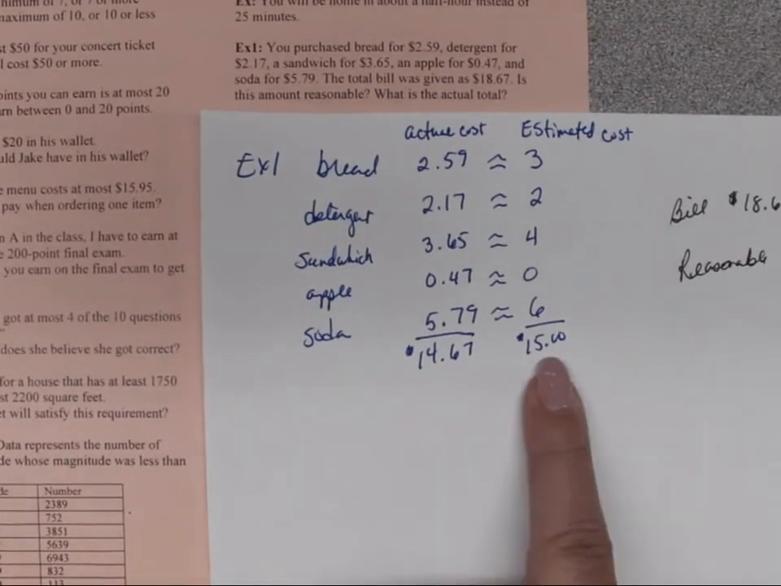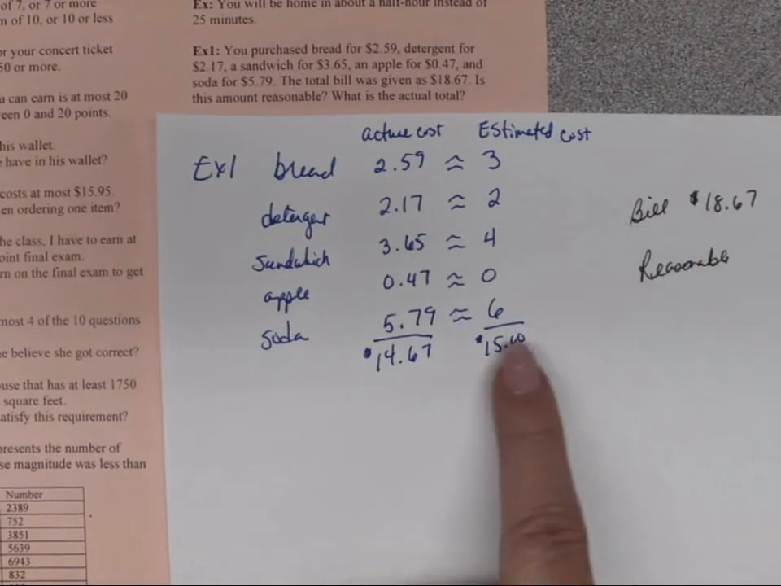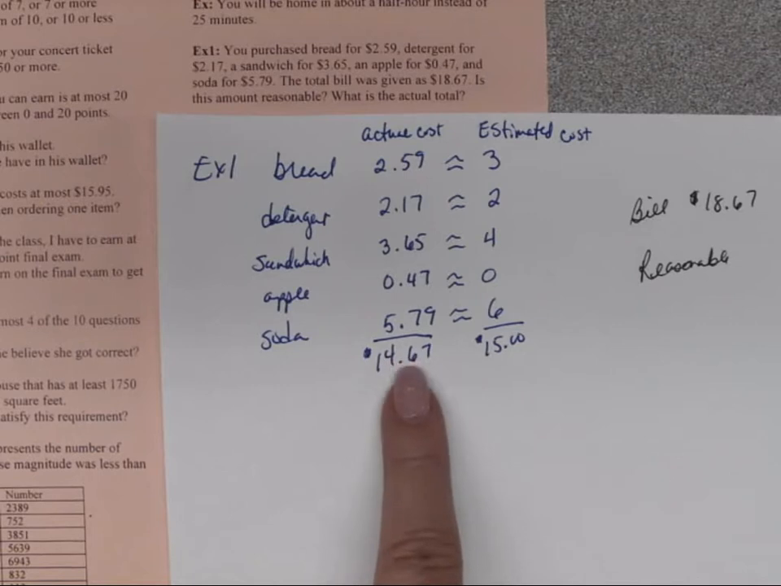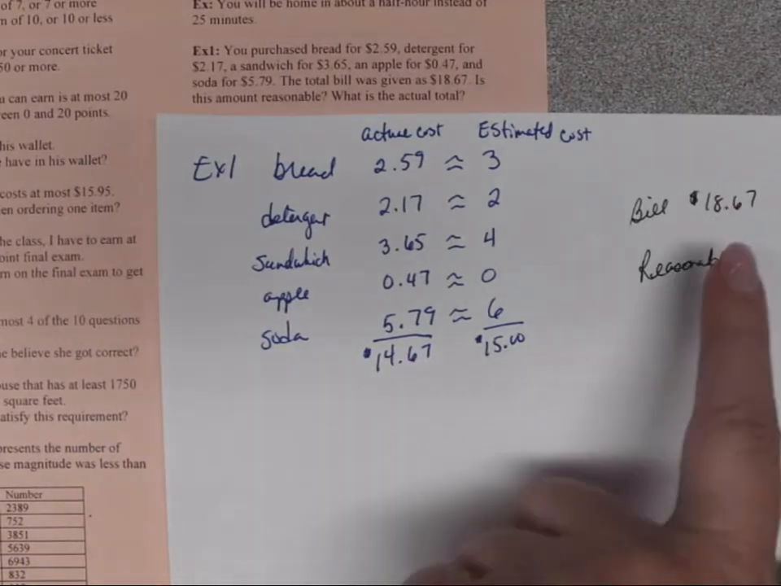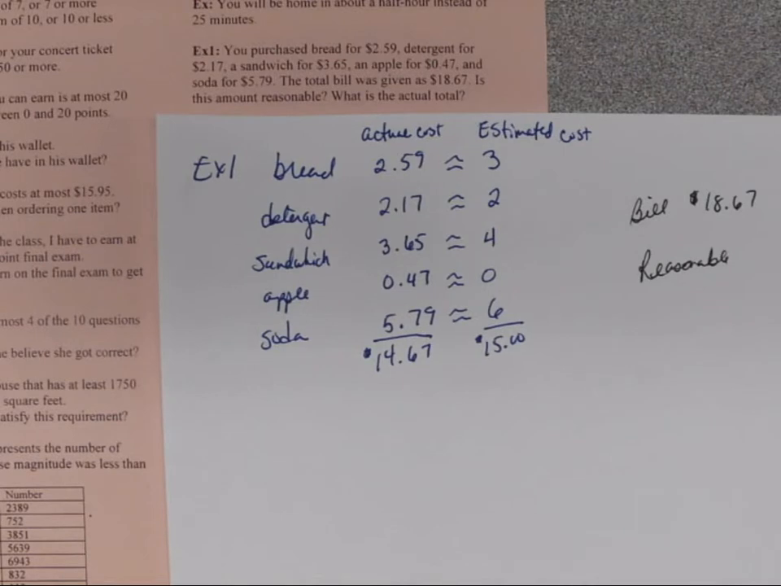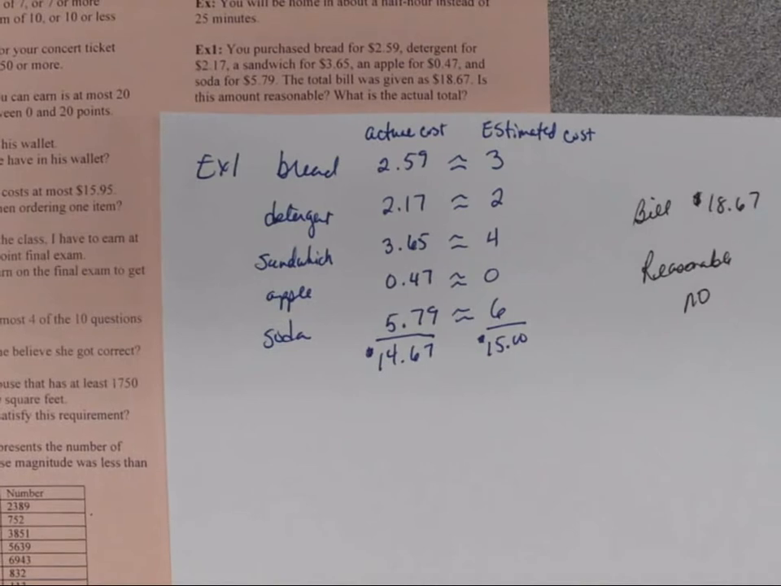Well, with our estimation, that's $3.67 off. That's $3.50 if we're estimating, almost 4. That's quite a bit higher than what our estimated cost. And because we found the actual cost, we can see that that bill is $4 off. So somewhere somebody hit a wrong key to enter in. So our answer would be, no, this is not reasonable.